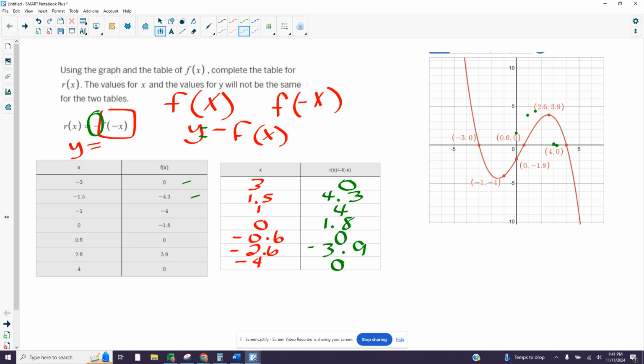And then we would have negative 0.6 and 0, so that would be over here. And then we'd have negative 2.6 and negative 3.9, so almost down here. And then we'd have negative 4 and 0 here. So our graph would look like this now. I hope that helps.